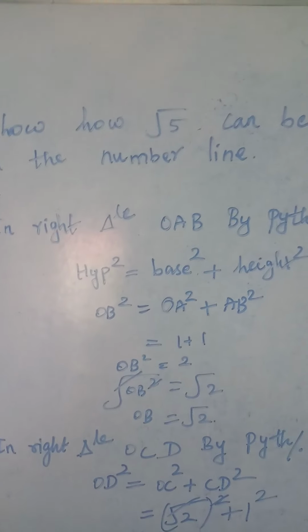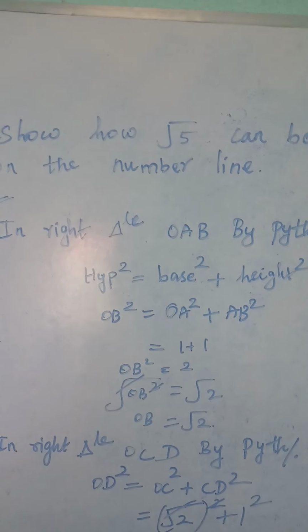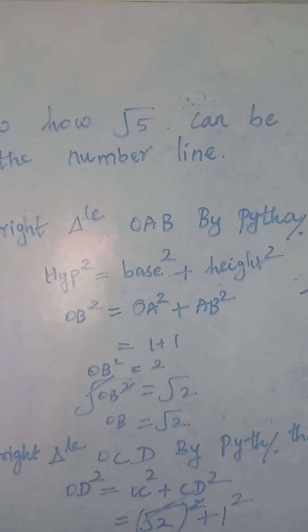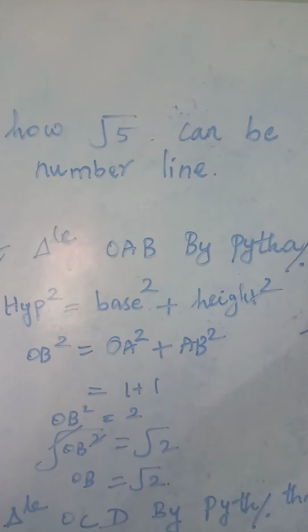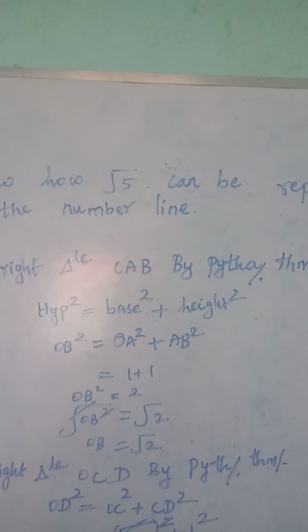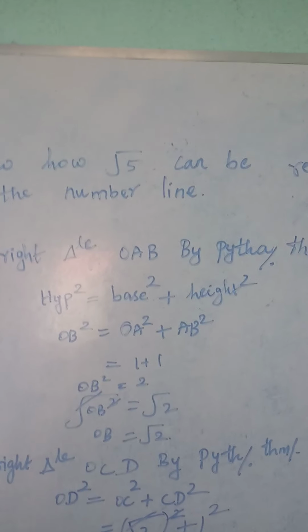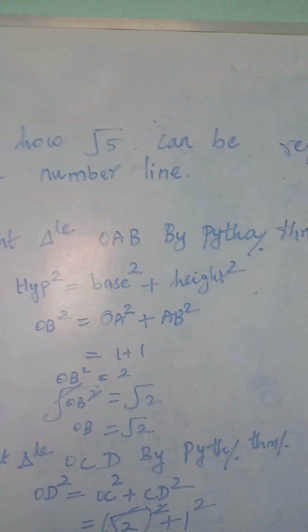Here we are going to use Pythagoras theorem, children. This Pythagoras theorem we can use for the right angle triangle. Okay, for the right triangle only we can use Pythagoras theorem. Some people may pronounce it differently. What does the Pythagoras theorem say, children?